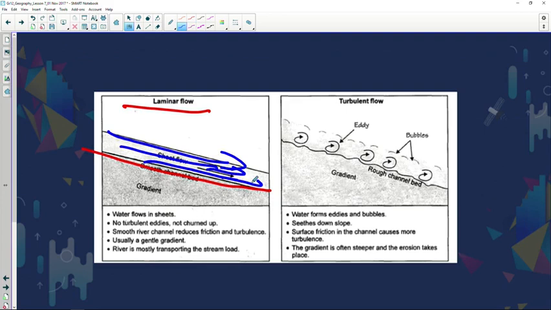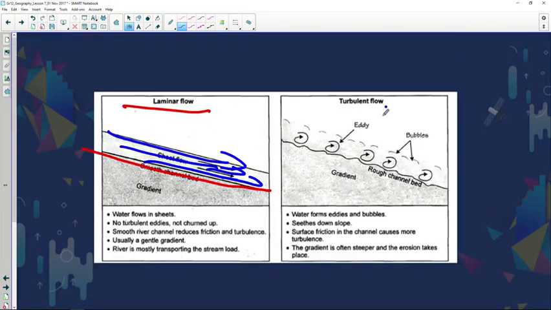Now, where do you think we will experience laminar flow? In the upper, middle, or lower course? Now, definitely not in the upper course, because the velocity of water is greater over there because of the steep gradient. The water rushes down, and there's downwards erosion taking place. In the middle course, where the gradient is getting a bit gentler, and it depends on the friction on the riverbed, what happens?